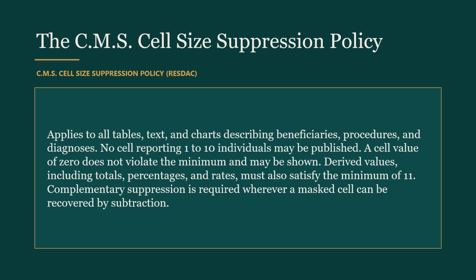Rule 2. The band. No cell reporting between 1 and 10 individuals may be published. 10 is inside the band and must be masked. 11 is the first publishable count.